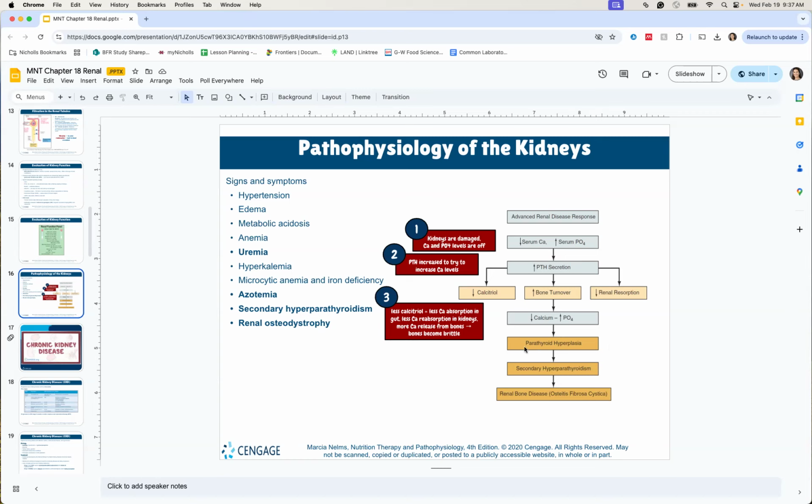Now, what that can cause is more stress on the parathyroid gland. So we can see parathyroid hyperplasia. And whenever the parathyroid gland becomes dysfunctional because of that hyperplasia, we see what's called secondary hyperparathyroidism. Now, that means if the parathyroid gland can't do its job to regulate calcium levels, then that can lead to what is called renal bone disease or osteitis fibrosa cystica. This is the specific bone disease that we see in patients with renal insufficiency.